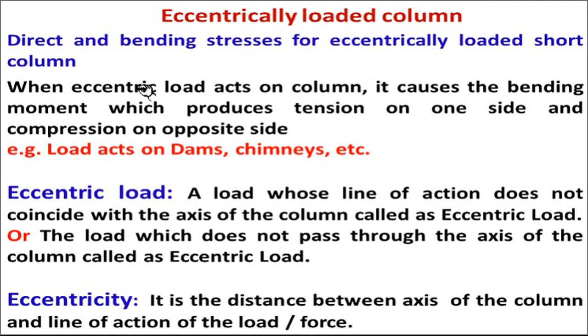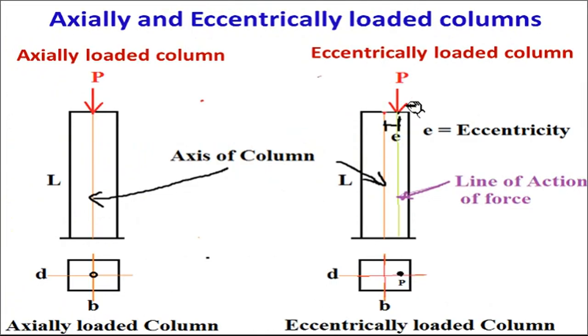Now these columns, when subjected to eccentric load, develop direct and bending stresses. Initially, let us discuss when the load acts on the column and causes a bending moment, which produces tension on one side and compression on the other side. What happens when the load is acting at this particular point? Now it is eccentric. Then what will happen? It will try to compress this particular portion.